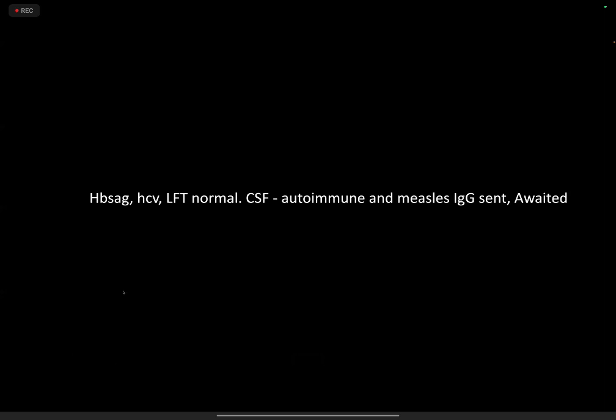There was some background history of development delay. That is why clinically we're thinking of mitochondrial. But I think stroke-like episodes like MELAS type phenotype, not earlier. So this is the first time he had this weakness. Right. So autoimmune and measles to be awaited, but clinically thinking of the possibility of mitochondrial.